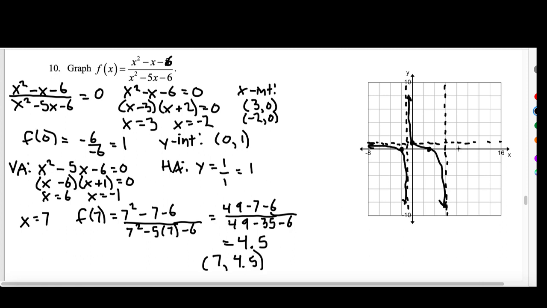Okay. Let's see, 4.5 is about here, right? And so that tells me basically that this portion of the graph is going to be sitting above this horizontal asymptote. So we'd be looking at something like this, coming down, something like this, right? And it's going to look about like that.